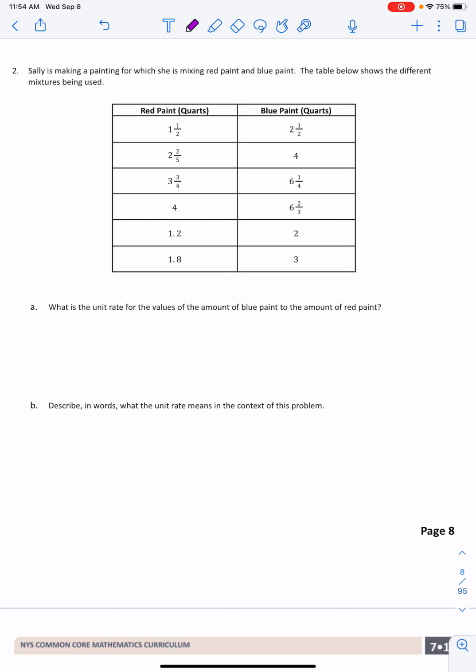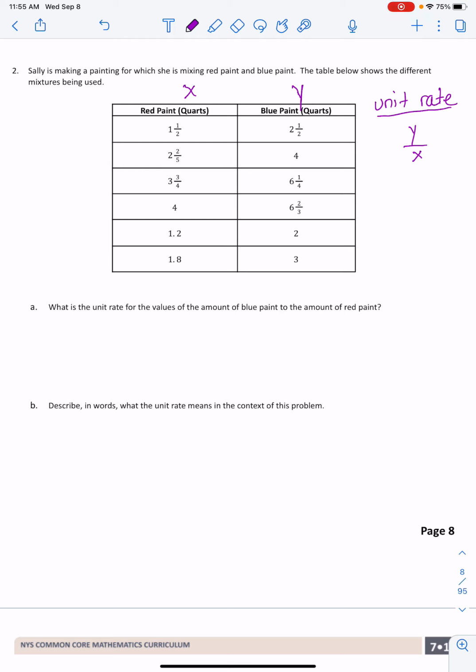Next. Sally is making a painting for which she is making red paint and blue paint. The table below shows the different mixtures used. Whenever we are finding unit rate, we are talking about our right-hand side is always our y value, left-hand side is always our x value. Whenever we are finding unit rate, it's y over x.